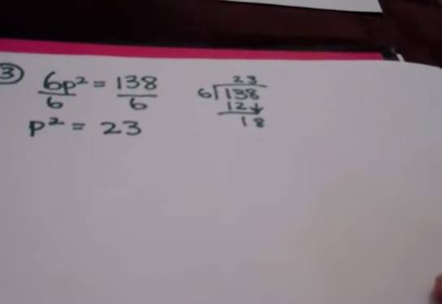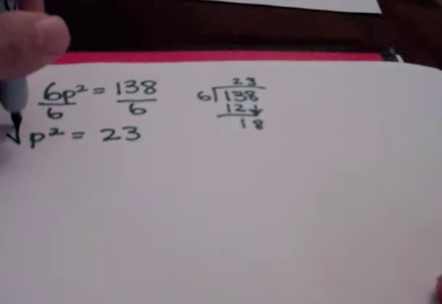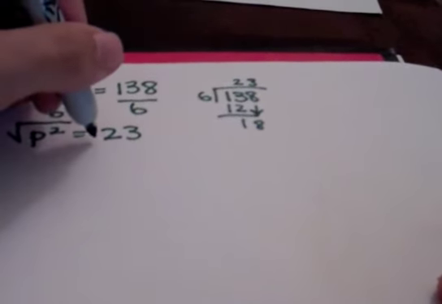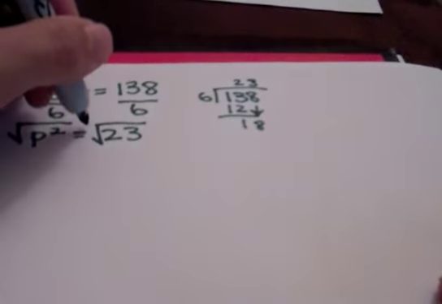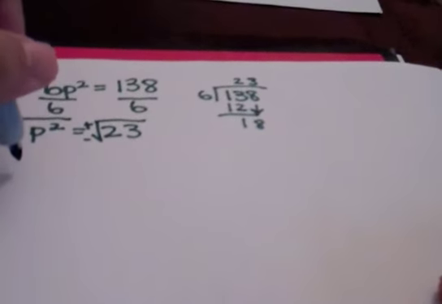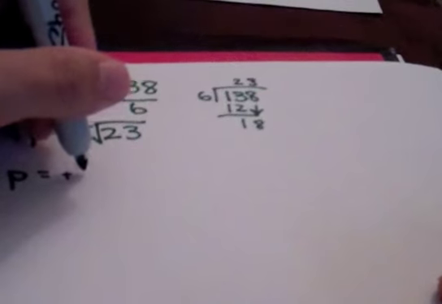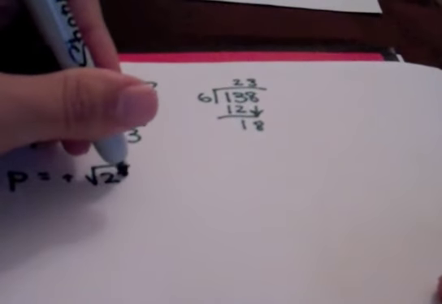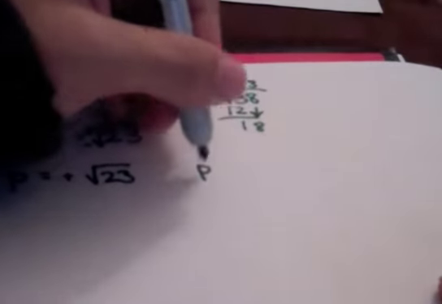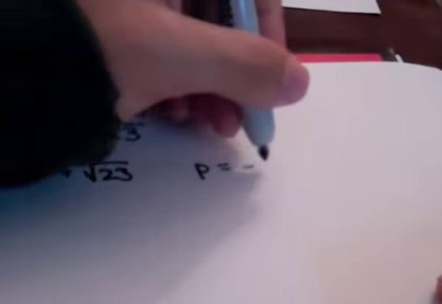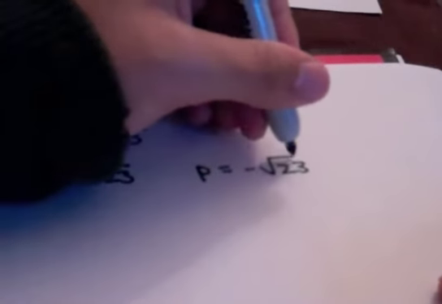Now all we do is set this up like our normal problems. We'll take the square root here to get p by itself. Square root this side as well. Put the plus and minus in. So you'll have p is equal to positive root 23 and p is equal to negative root 23.